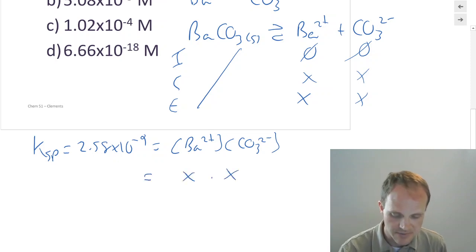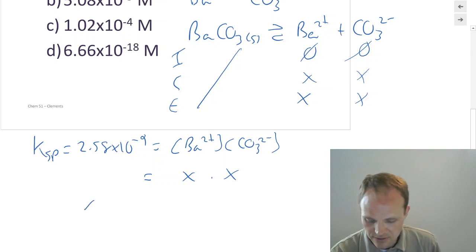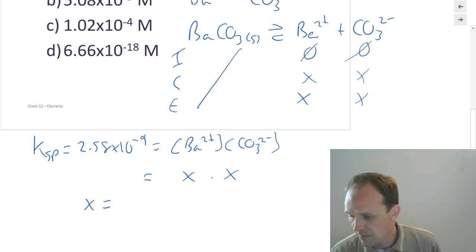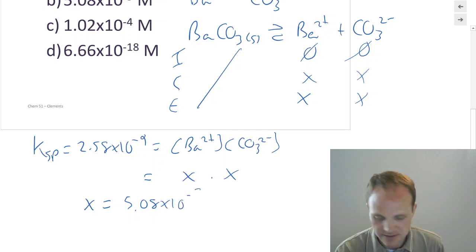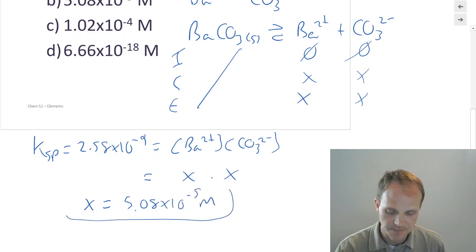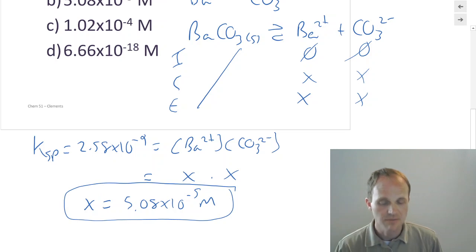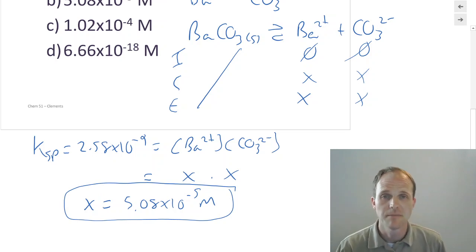We just get x times x, take the square root, and you get that x is equal to 5.08 times 10 to the minus 5 molar. And that's the solubility. The concentration of barium and the concentration of carbonate also happen to be that number, but whenever we solve for x, we get the solubility.